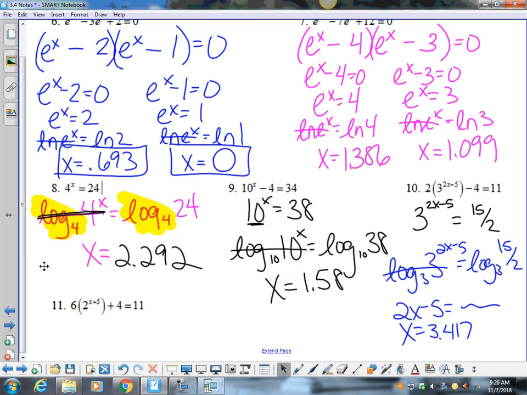I did log of 15 over 2 divided by log of 3, and I got some decimal. This fell down, and then to that decimal I added 5, and then I divided by 2. You sure?